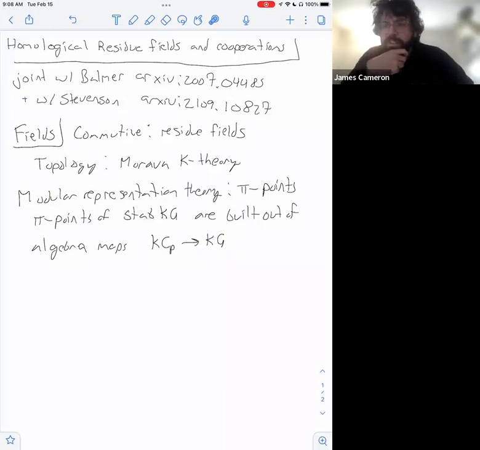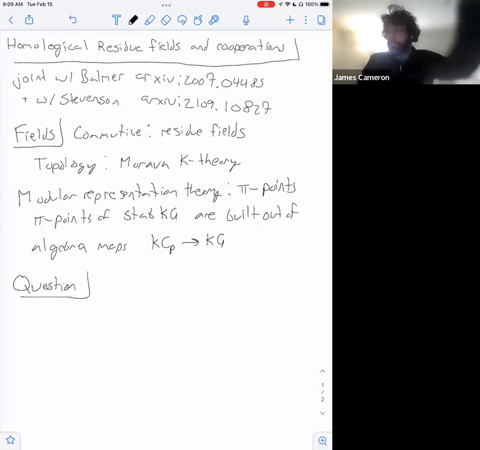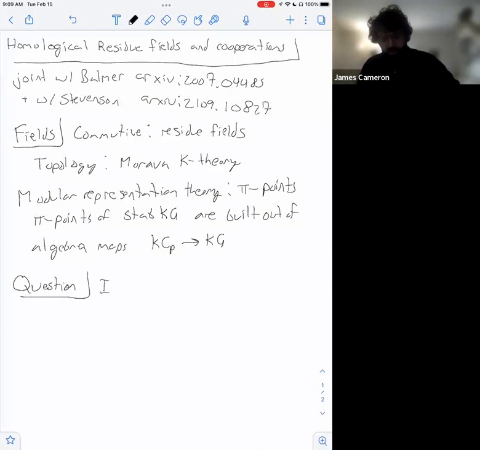So these are three examples of residue fields, and then we'd like to do this given any tensor triangulated category. So the big question, or the hope, would be: if T is a tensor triangulated category, TT-cat for short, what are its residue fields?